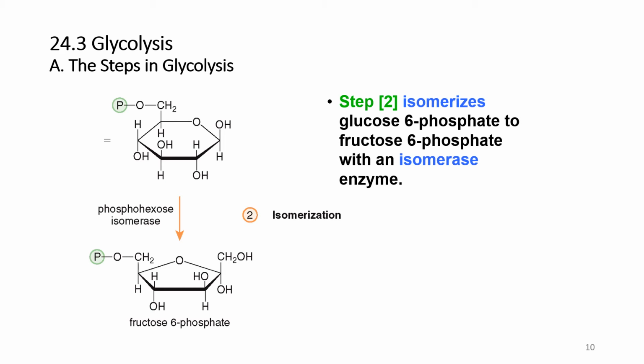Second step, there's an isomerization. So we're just rearranging glucose 6-phosphate to fructose 6-phosphate. Okay, so we've got an isomerase as our enzyme, phosphohexose isomerase. So we have a 6-carbon carbohydrate that has a phospho group on it.